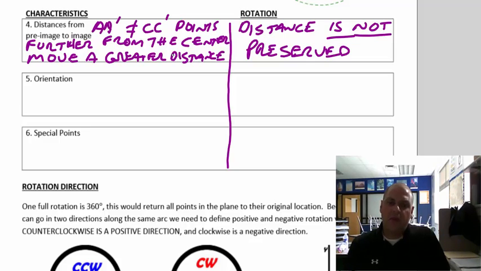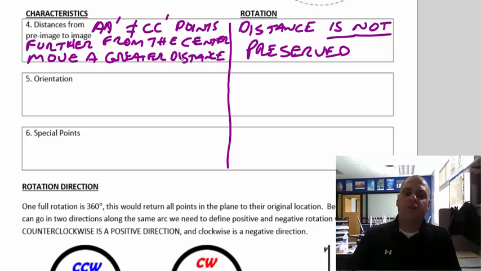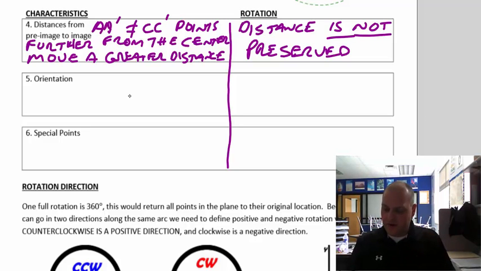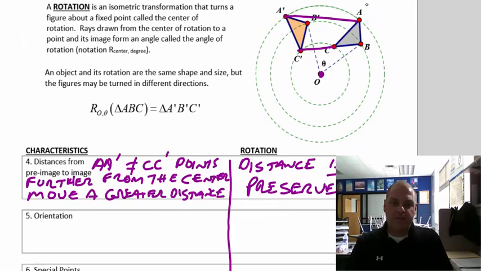Points further from the center move a greater distance. Very hard to write on this thing, so sorry about the slop. How about the orientation? Does the order change? No.